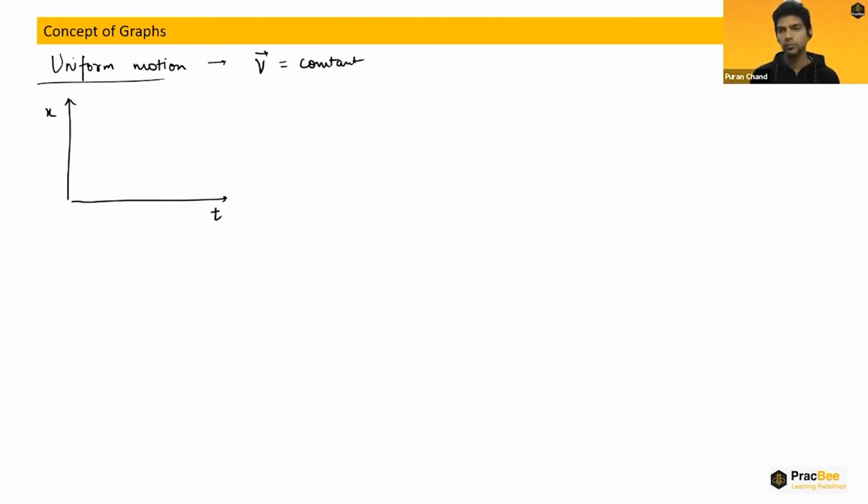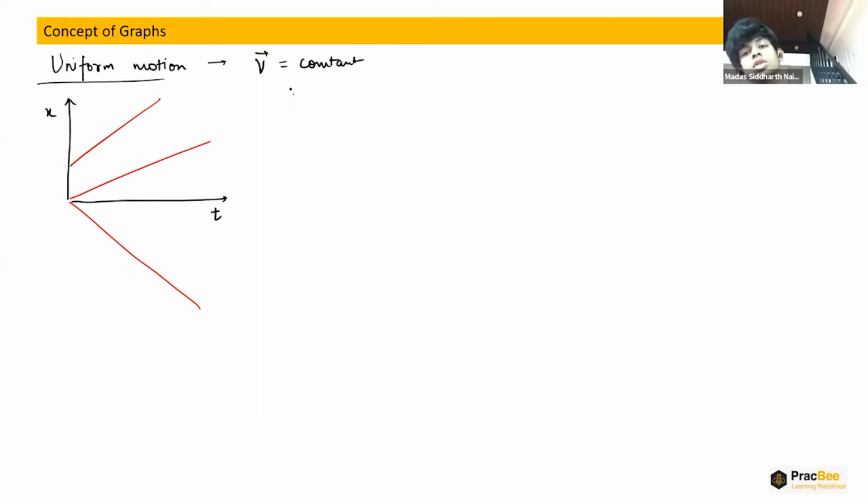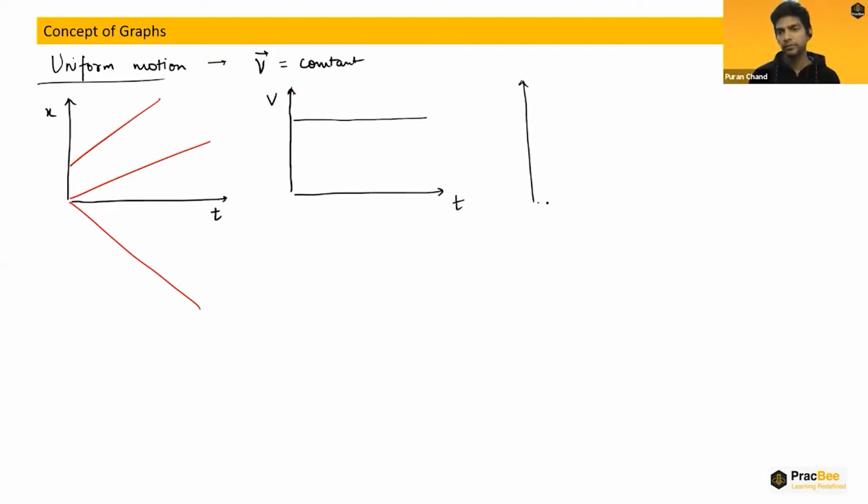Suppose a particle is moving in a straight line. It can be any line like this, it can be like this, it can be like this, right? It has to be a straight line. Okay, so if I draw the velocity time graph, what is the nature? And what about the acceleration time graph? Yes, it will be constant. It will coincide with the time axis, right?